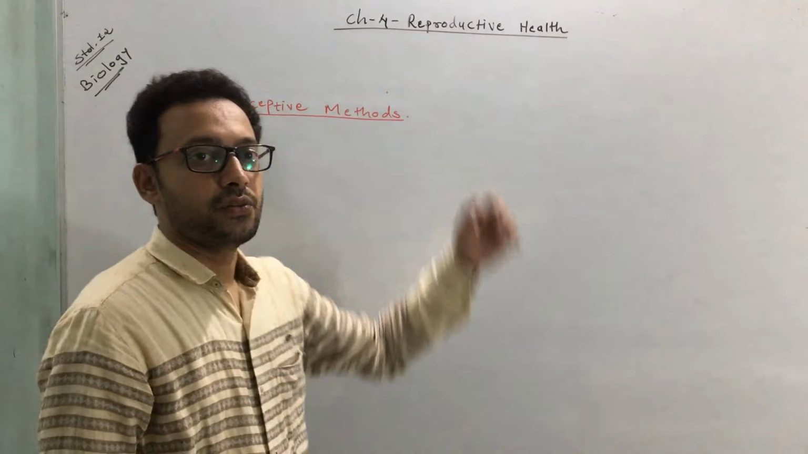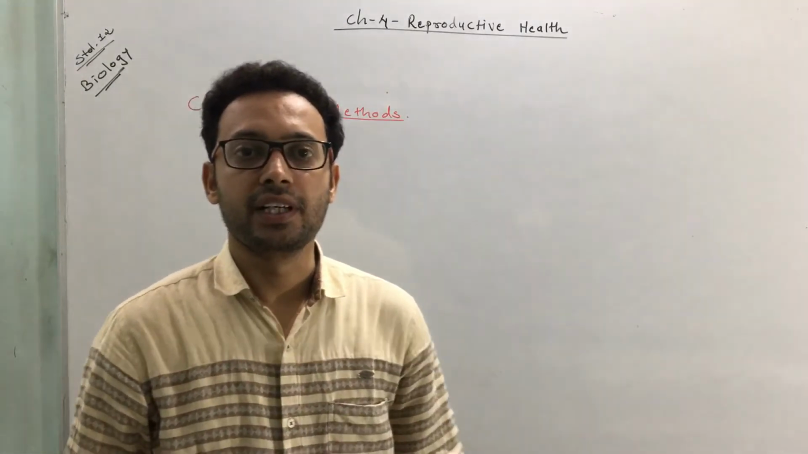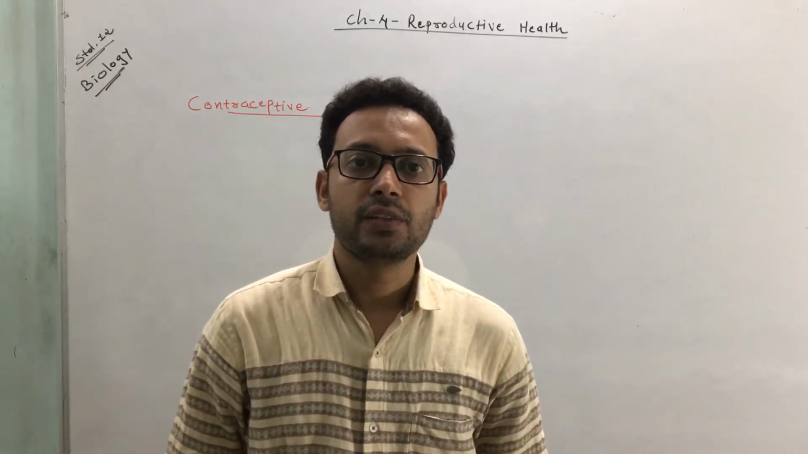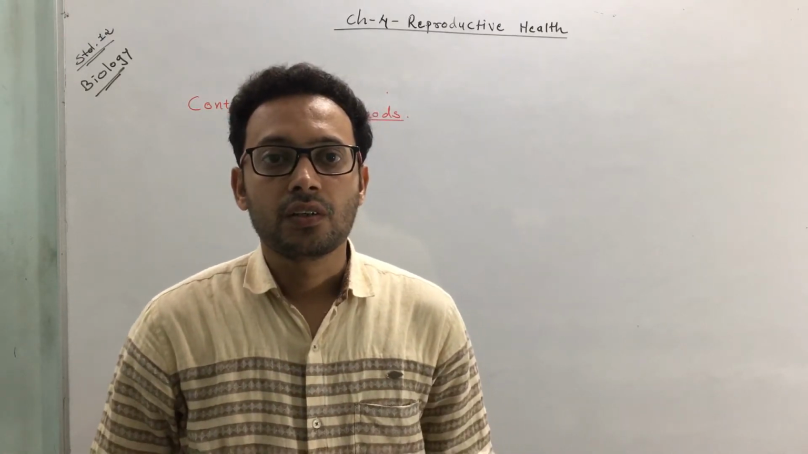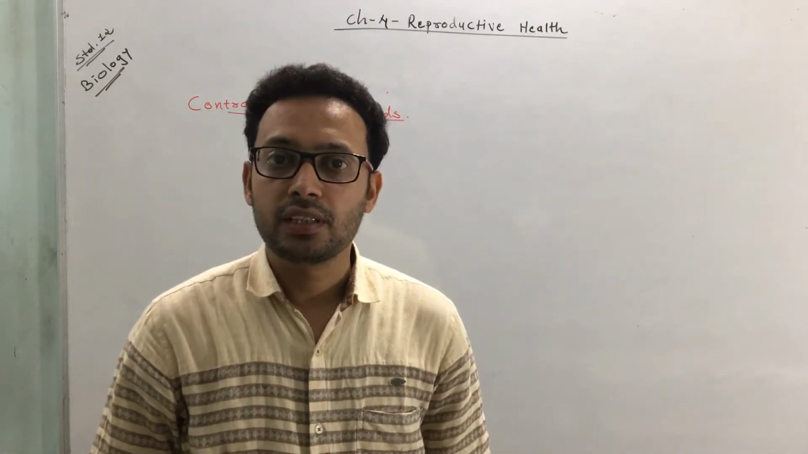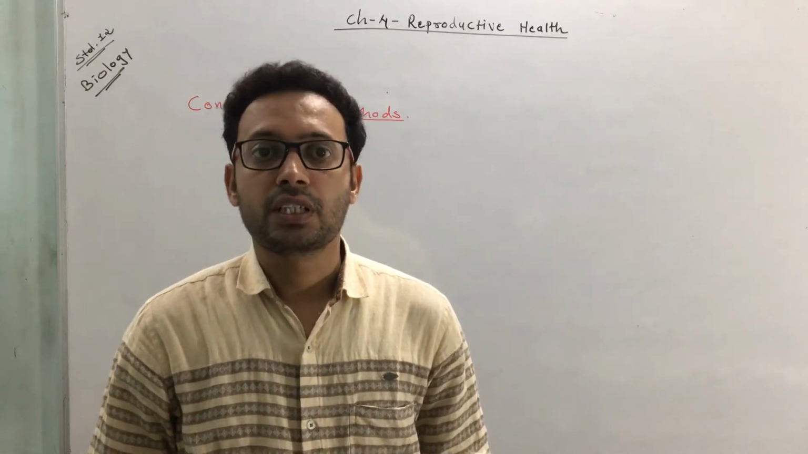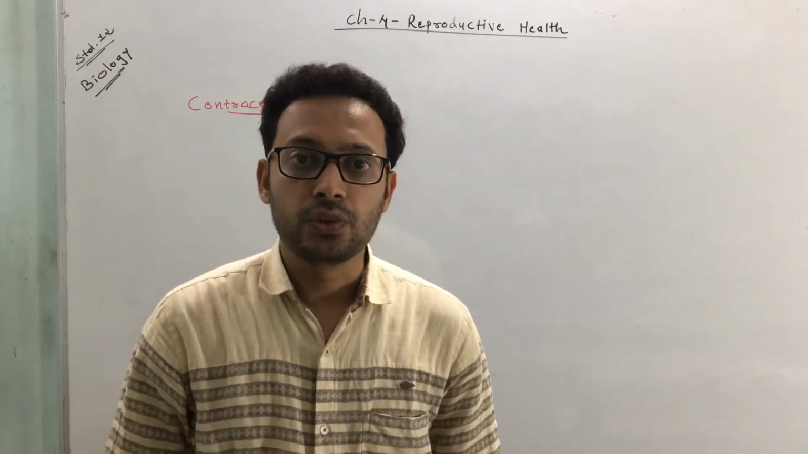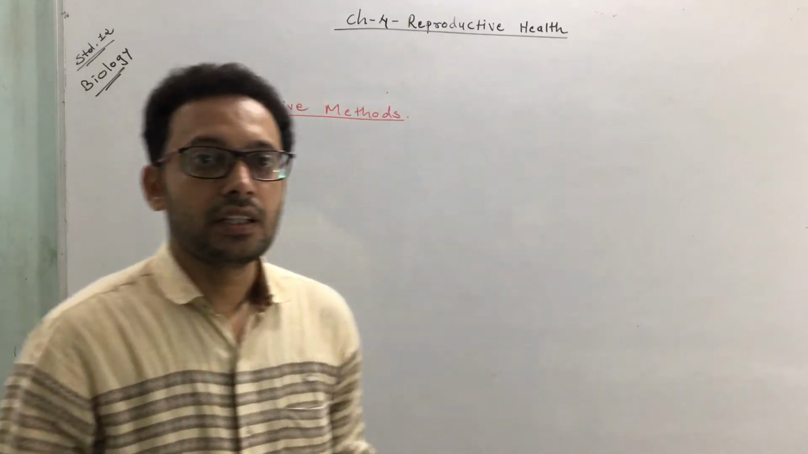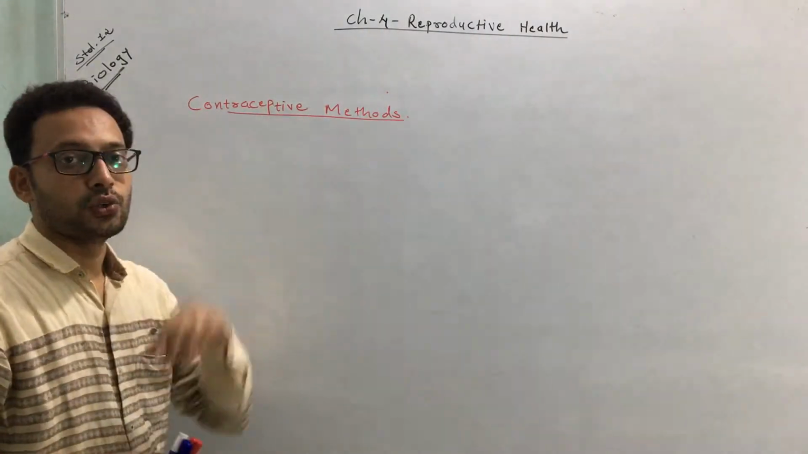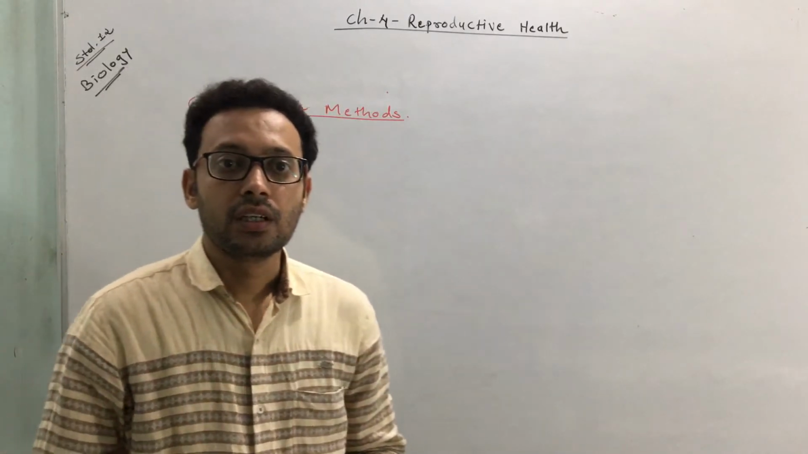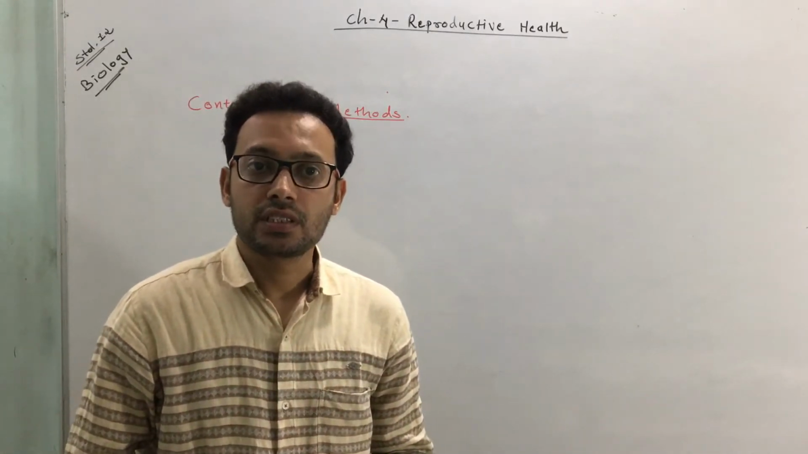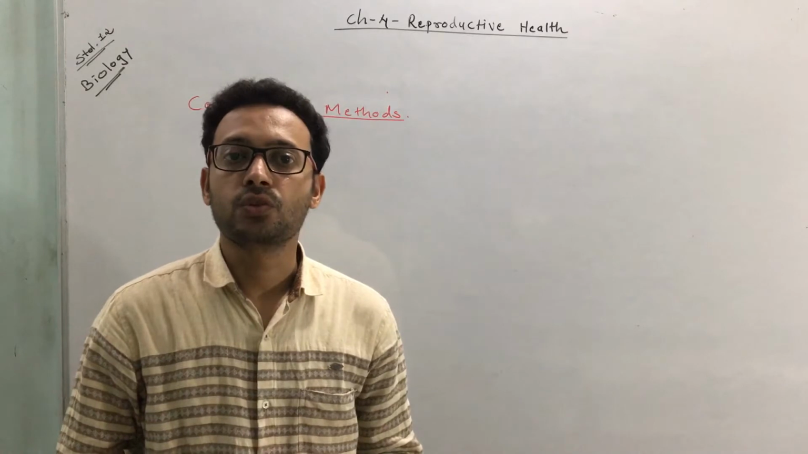We have already started with chapter number 4, reproductive health. In this chapter, we have discussed a general introduction of reproductive health: what is the definition of reproductive health, and the purpose of reproductive health. We have also started different methods of birth control, or you can also call them contraceptive methods. Five of these methods have been finished and we have to go ahead.